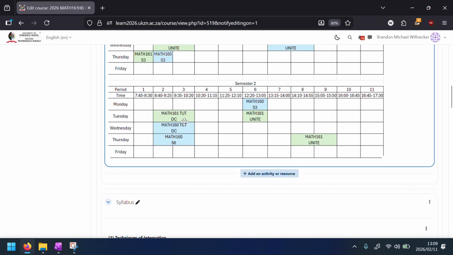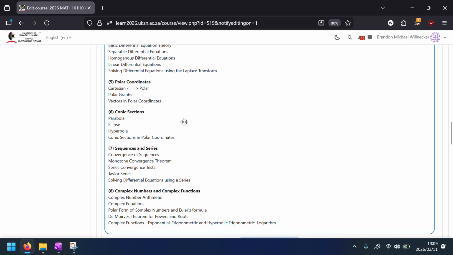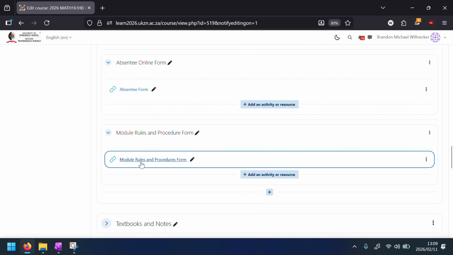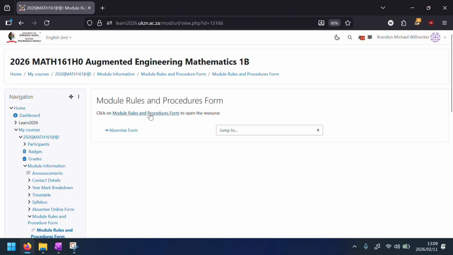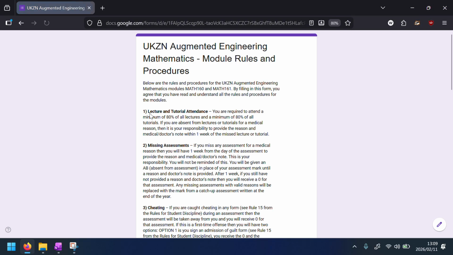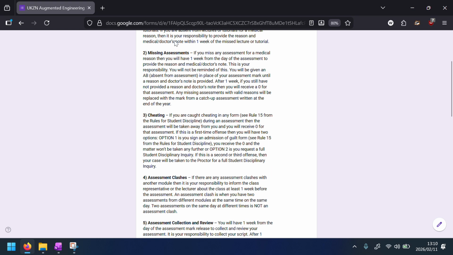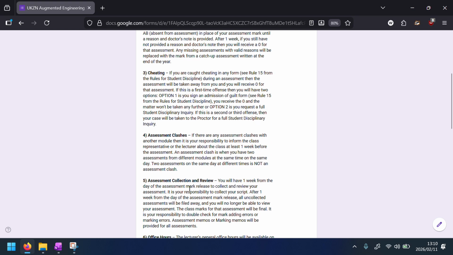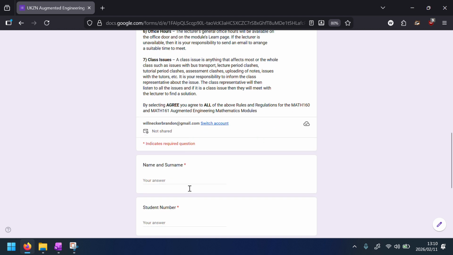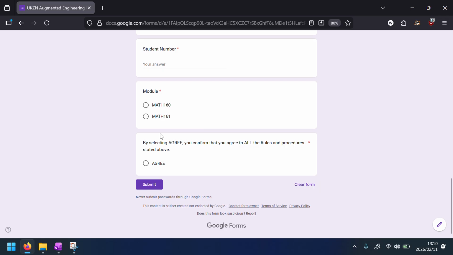Firstly, in the last lecture, I told all of you to go through the Learn page and then go through the modules, rules, and procedures form. If you follow the link here, you'll get to this page with all the rules for the module. This is specifically for the maths, but you'll have a similar thing for the other modules. It covers lectures, missing assessments, cheating, clashes, things like that. Please read through that, fill in your details, and there's a little agree button at the bottom here.